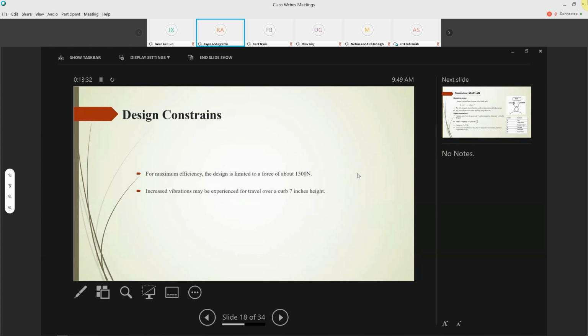For our constraints, for maximum efficiency, the design is limited to a force of about 1500 Newtons, and increasing vibration may be experienced when traveling over a curb 7 inches high.